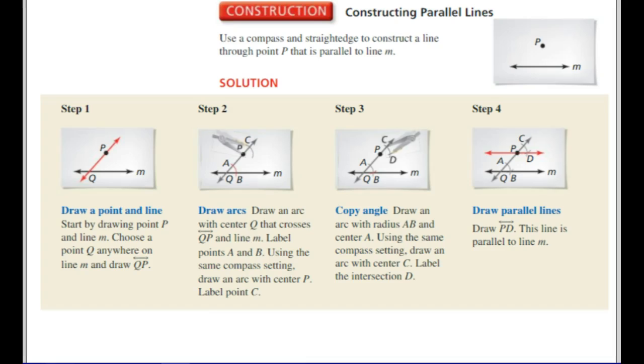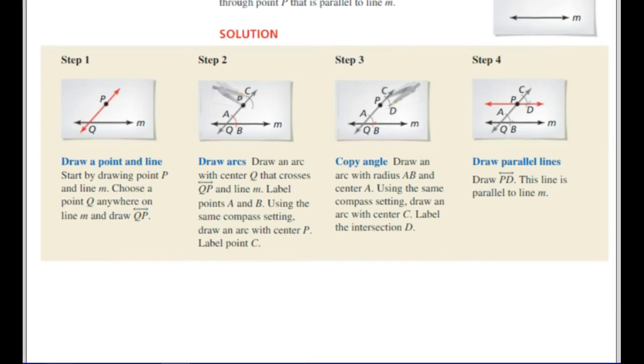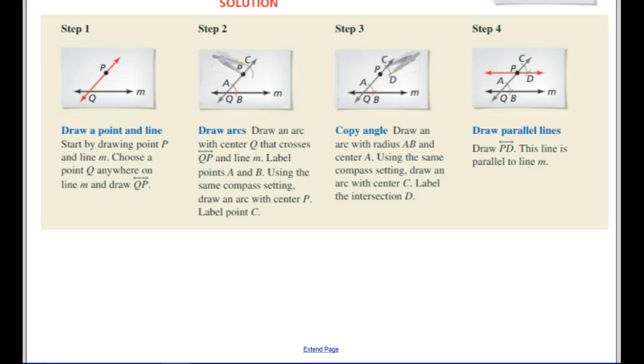So now our construction. I'm going to walk you through the steps of constructing our parallel lines. Okay, the first thing we have to do is come up with a line and then a point that's not on the line. So I first draw my line M and my point P. Then somewhere on M, I pick a point Q and I draw my line through that. You'll see that as this red line QP.